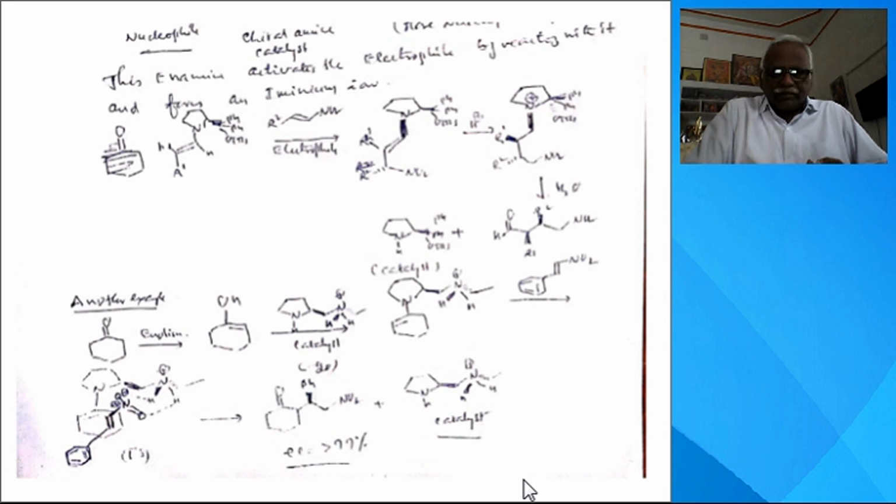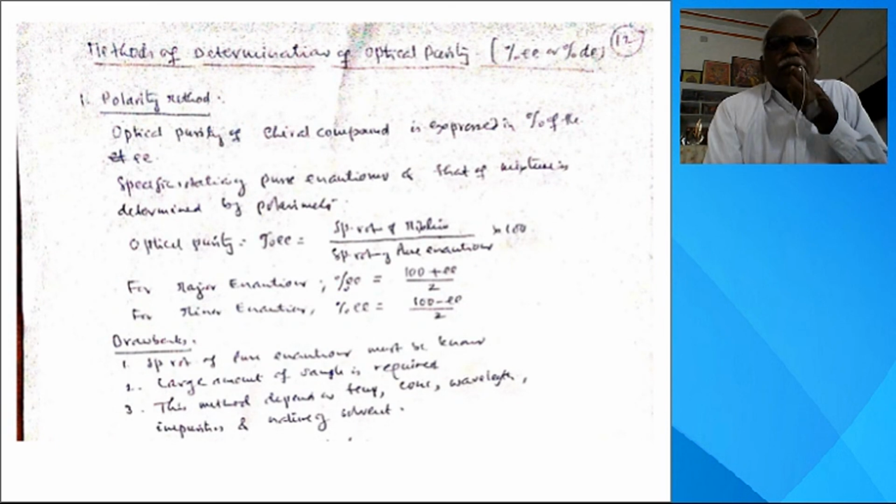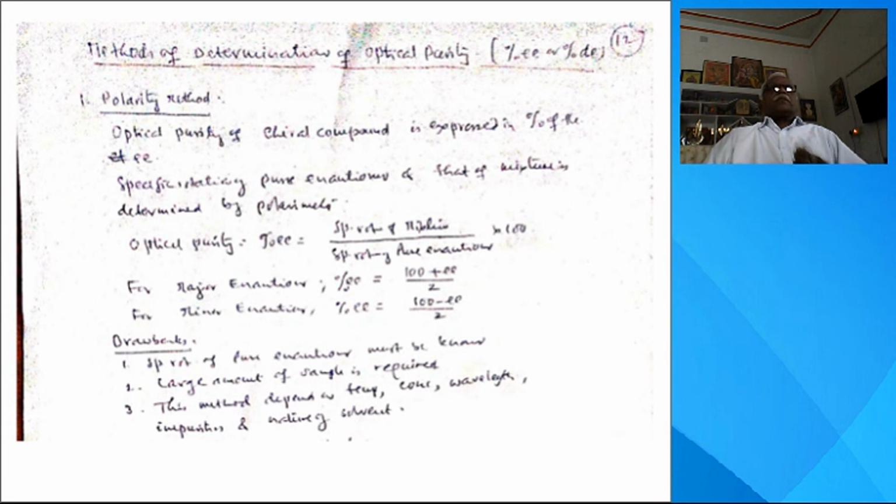Next. So, methods of determination of optical purity. How to determine? Suppose we have a racemic mixture. A racemic mixture means it contains equal amounts of dextro and levo isomers, equal amounts of plus and minus isomers. The optical activity of this racemic mixture is 0, because the optical rotation caused by the plus isomer is exactly cancelled by the other minus enantiomer, therefore it is optically inactive.